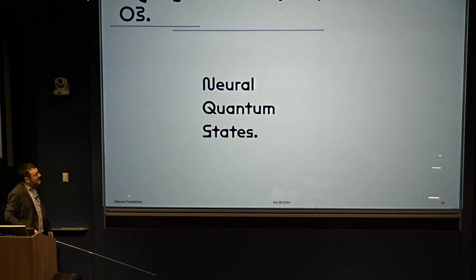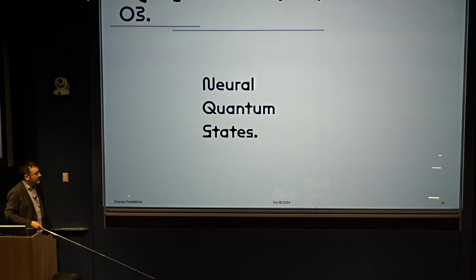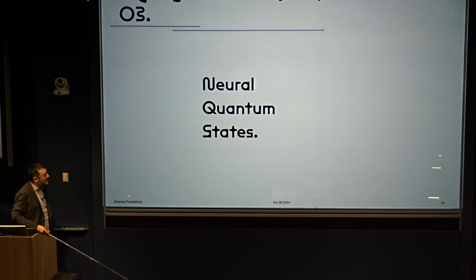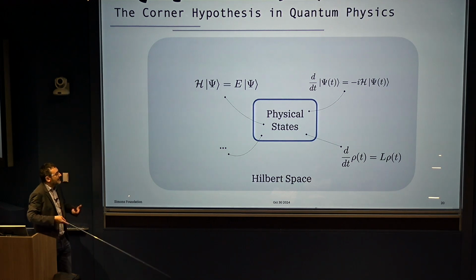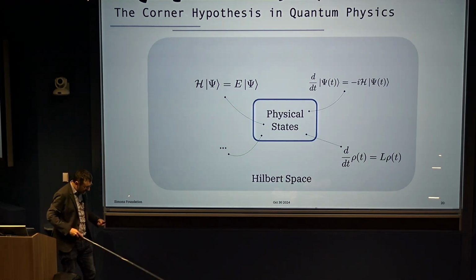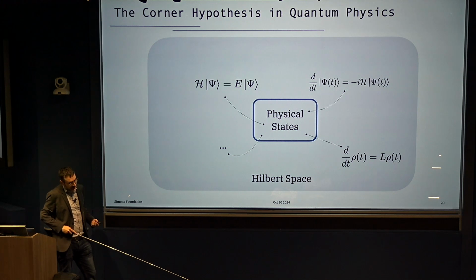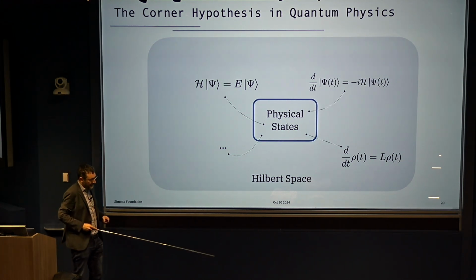So this brings me now to applying this idea to the field of many-body quantum physics, and this is what I call neural quantum states. This is an application of this manifold hypothesis, if you want, to the case of quantum mechanics. There, sometimes it's called the corner hypothesis in quantum physics.